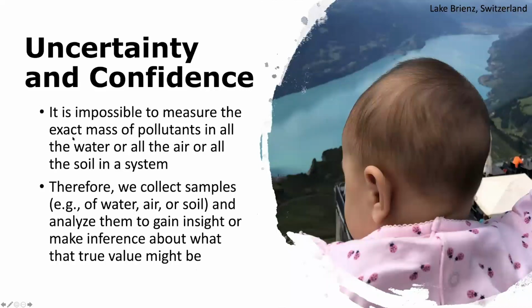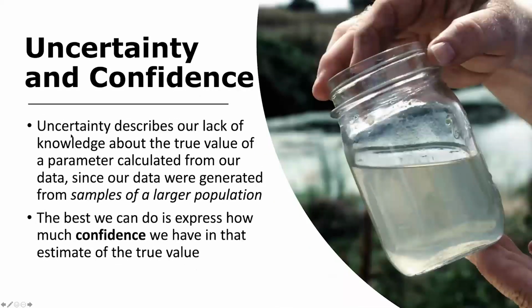So it's impossible to measure the exact mass of pollutants in all of the water, but we collect samples, we analyze them to gain insight, and in other words, make inference about what that true value might be. And this is what we call the confidence interval. So uncertainty describes our lack of knowledge about the true value of the mean or some other parameter. But the best we can do is express how much confidence we have in that estimate.